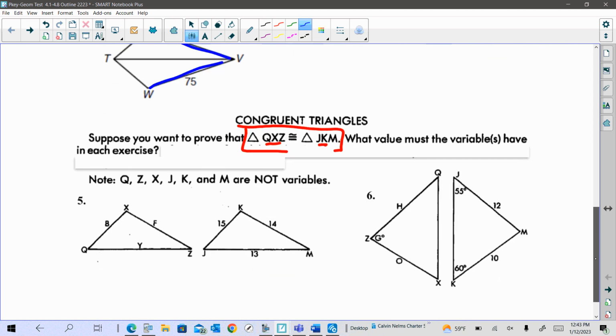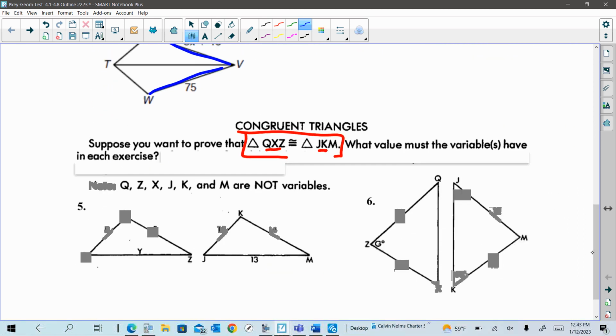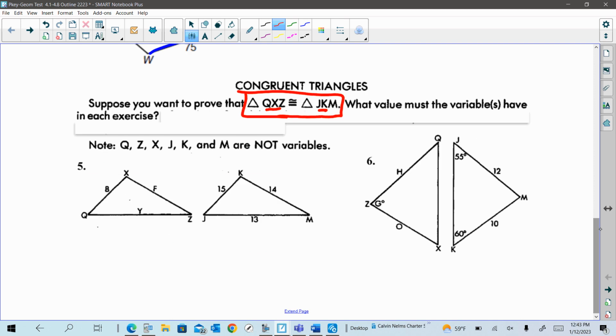Again, on the last section, or 5 and 6, you need to match up the letters. So if I'm using the congruency statement, like if I start off to find this B, which is QX, QX matches up with JK.